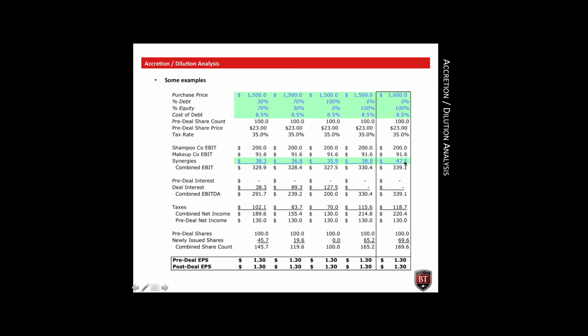47.5 million. So that's the accretion dilution analysis, showing how purchase price, top row, form of consideration, next two rows, cost of financing, and synergies are the major factors here.